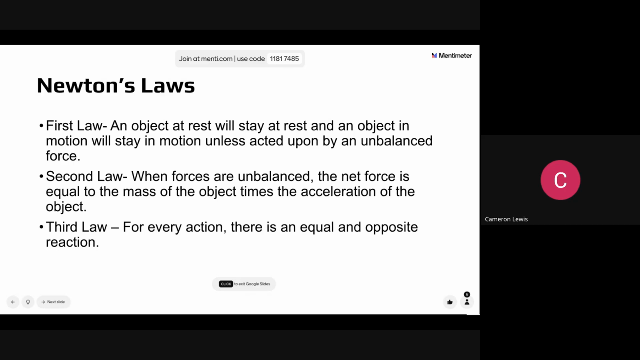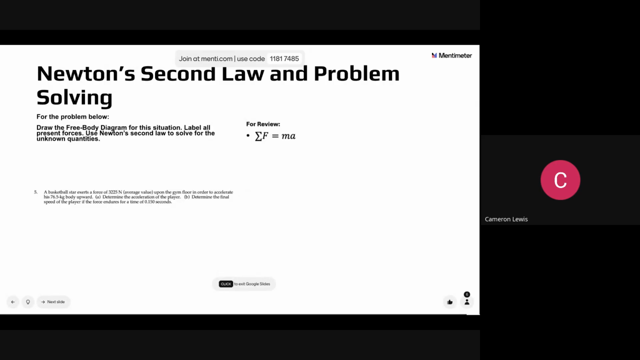And then we just bring it back home to understand the laws again. The object at rest will stay at rest, and the object in motion will stay in motion unless acted on by an unbalanced force. When the forces are unbalanced, the net force is equal to the mass of the object times the acceleration of the object. Then we got the third law: for every action, there is an equal and opposite reaction. I covered that in about 8 minutes to review this whole unit, just to get to this very last part, which was Newton's second law and understanding that with problem solving, right?